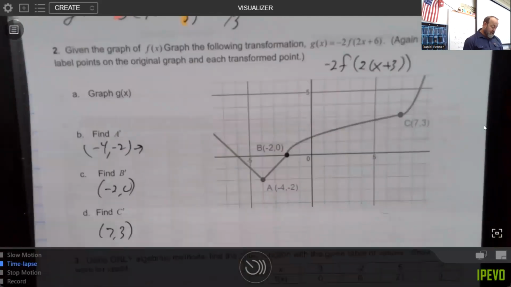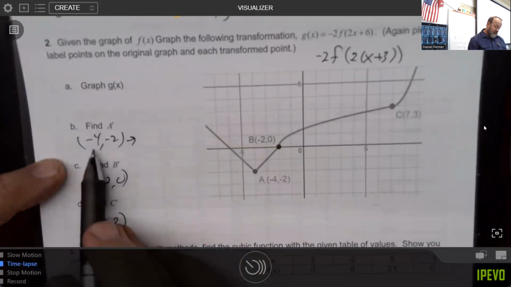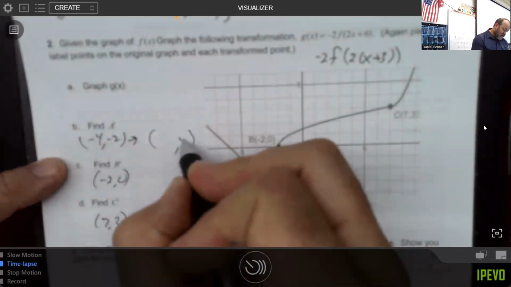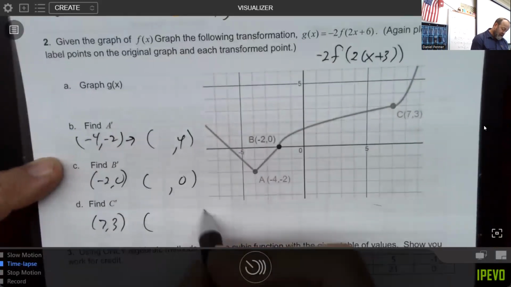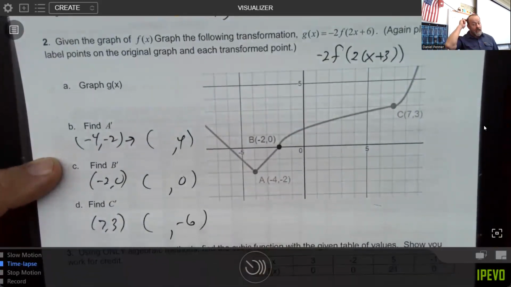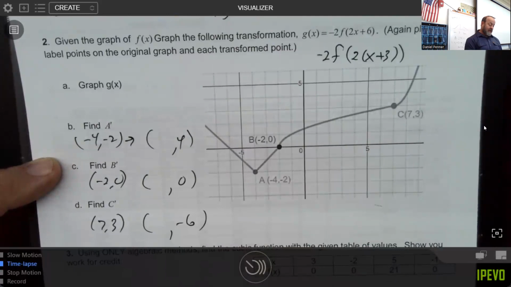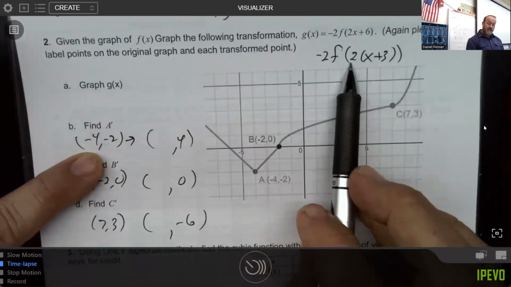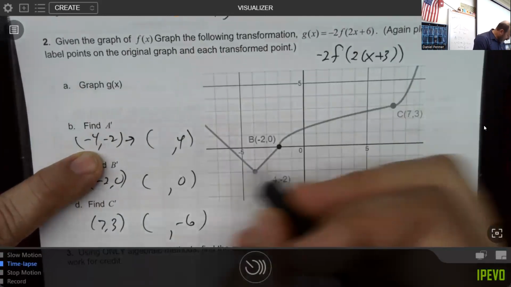do is first, let's take all the y values and multiply them by -2. So that's going to be 4, 0, and -6. And for all of the x values, that's opposite land. I'm going to cut it in half. So I got down to -2. And then I'm going to go to the left 3, and that's going to get me to -5.